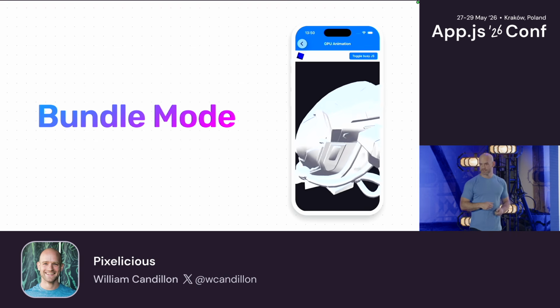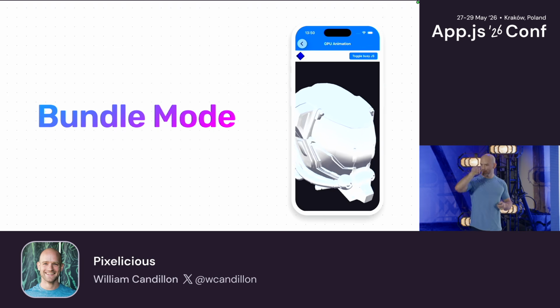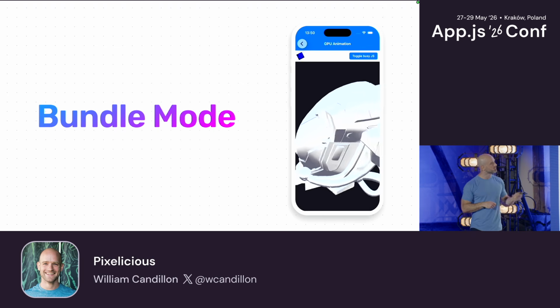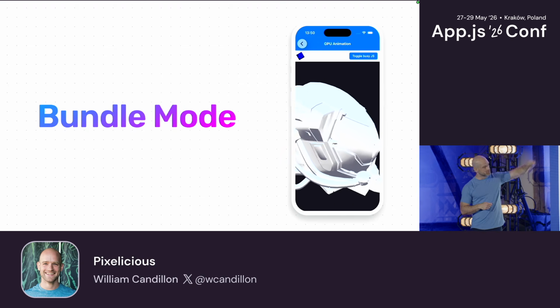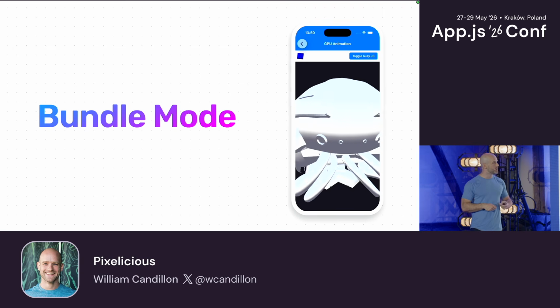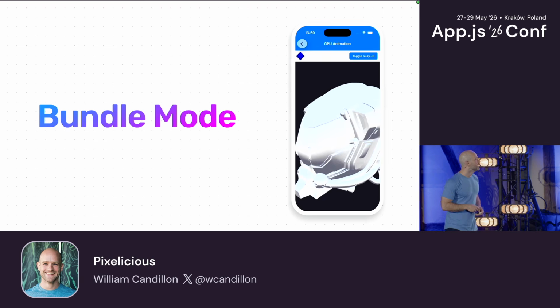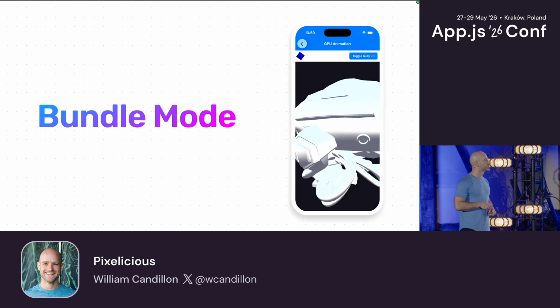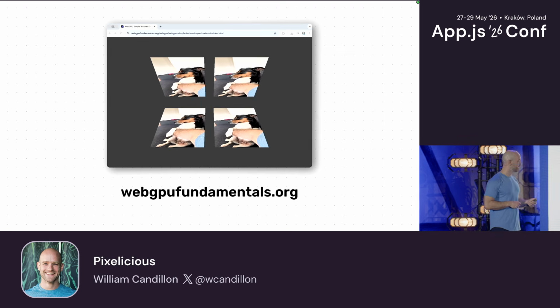Here I have a Three.js scene running, and you see the little blue square running. The square is running on the JavaScript thread. So if I toggle the make JavaScript thread busy, you see the little square stopped turning around because the thread is not available anymore, but my 3D scene runs nicely. So that's bundle mode. It's an experimental feature.